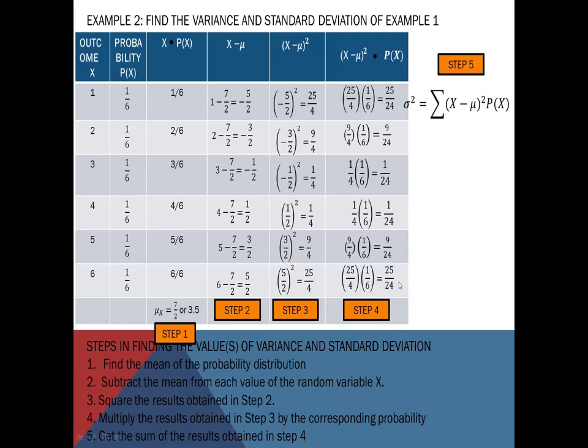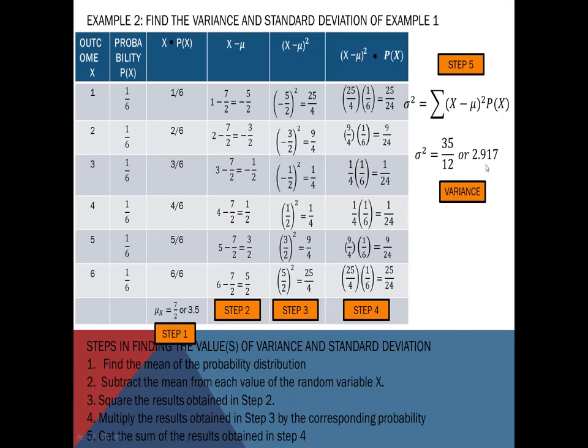So, when you add, class, the result will be sigma squared is equal to 35 over 12, or 2.917. And that will be our variance. Okay? So, we just add them all on our calculator. Why is the answer in decimals with three decimal places? Because this is in your modules. I just followed 3 decimal places.